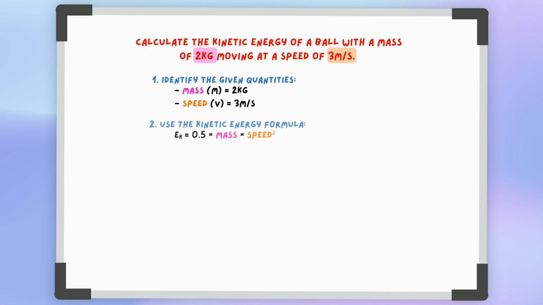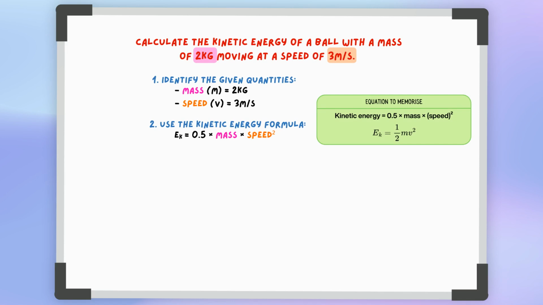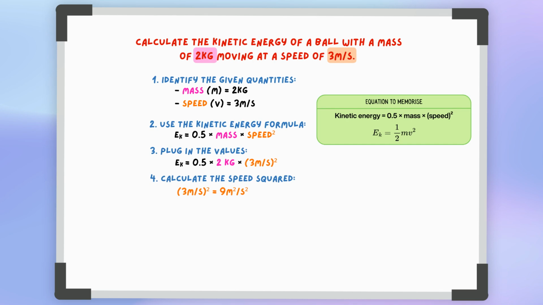Next, we need to use the kinetic energy formula. We know from earlier in this lesson that this is EK equals half mass times speed squared. Our third step is to plug the values from the question into the formula. So we get kinetic energy equals half times 2 kilograms times 3 meters per second squared. Next, we calculate the speed squared, which is 9 meters squared per second squared.